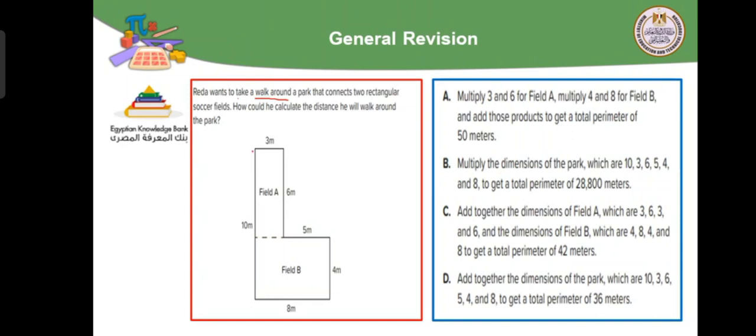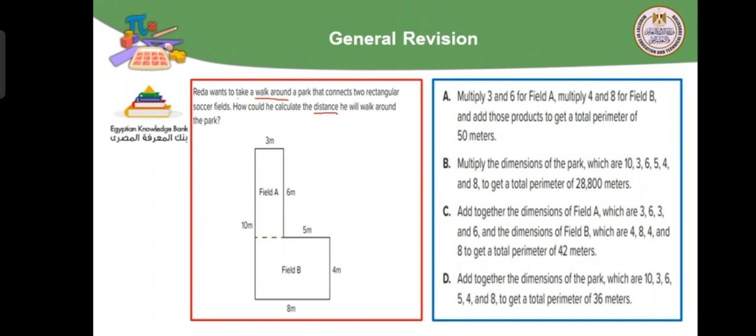Okay, or with another one. Okay, make what? Yeah, look at here. Multiply 3 and 6 for the field. We multiply 3 by 6, and 6 and multiply, no. Okay, then multiply the dimensions of the park, which are 10 with 3 with 6 with 5 with 4. Multiplication, no, not here, because he asked about around. Calculate the distance around, so it means perimeter.